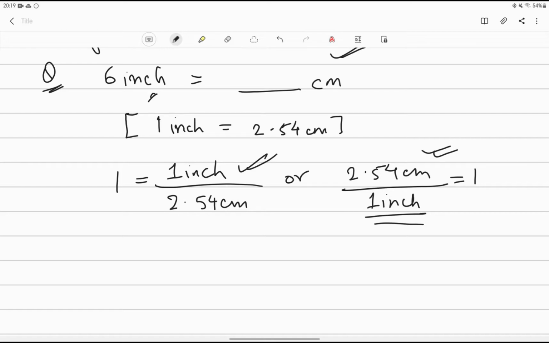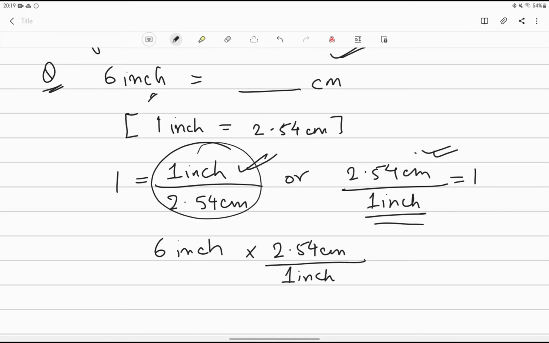So how is it done? Now 6 inch has to be converted into centimeters, isn't it? So if I write it like this, 6 inch into 2.54 centimeter divided by 1 inch. Out of these two factors, I have selected this one, where the inch is in division form. So here inch gets cancelled out, and 6 into 2.54 centimeter is equal to 15.24 centimeters.